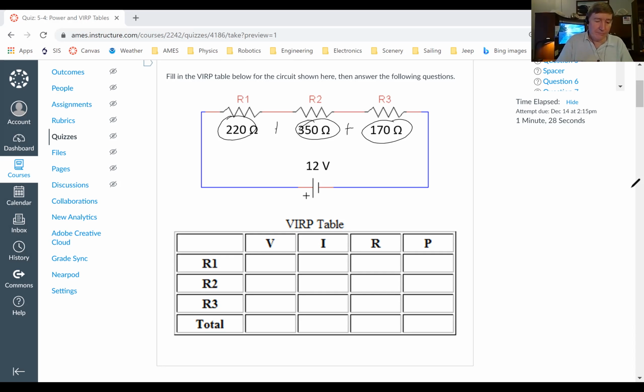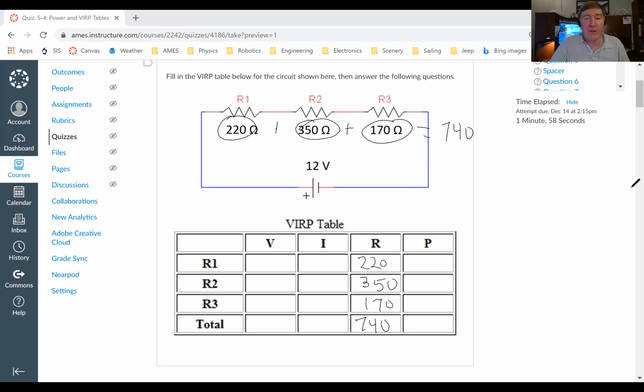So 220 plus 350 plus 170. When I add those all together, I get 740. And so that is the total resistance. And by the way, while I'm at it, let's go ahead and write in the resistor values here, because we don't even have to calculate anything. We just write those in.